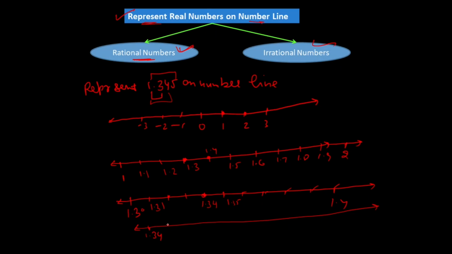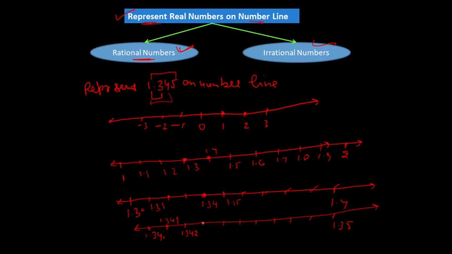Again 10 equal parts, 1, 2, 3, 4, 5, 6, 7, 8, 9 and 10. 1.35. This 1.3 will go at the end. This 1.3 will come here in the front. Now there is nothing coming after 4, so I just assume this is 0. So what will be this value? 1.341.